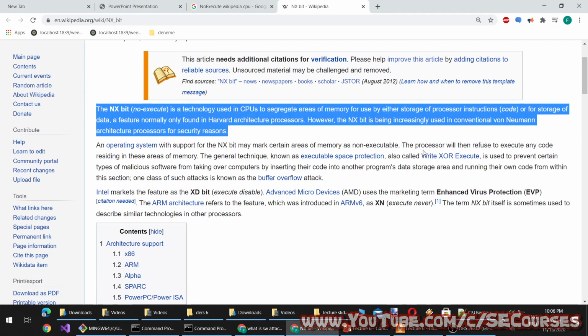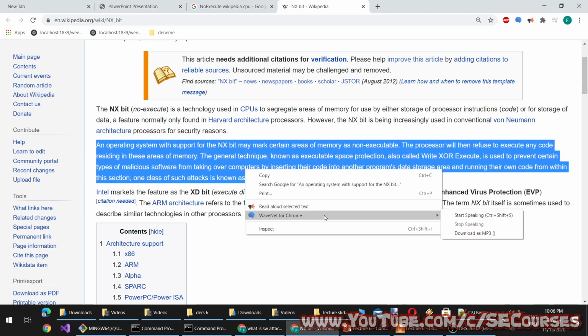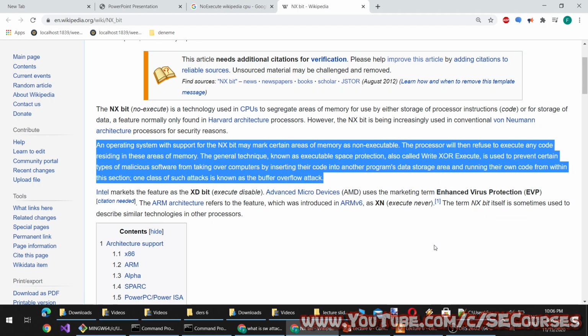The NX bit no execute is a technology used in CPUs to segregate areas of memory for use by either storage of processor instructions code or for storage of data, a feature normally only found in Harvard architecture processors. However, the NX bit is being increasingly used in conventional von Neumann architecture processors for security reasons. An operating system with support for the NX bit may mark certain areas of memory as non-executable. The processor will then refuse to execute any code residing in these areas of memory.